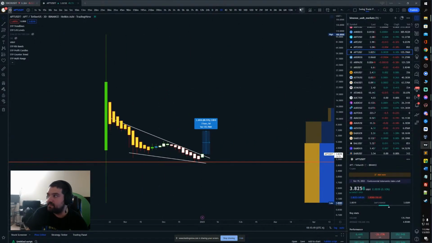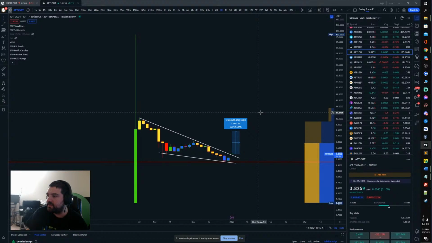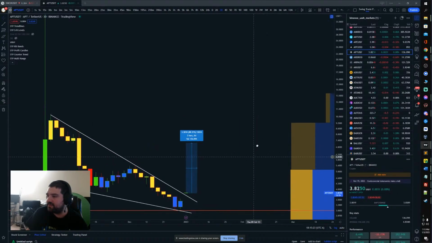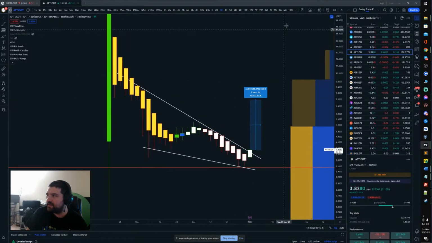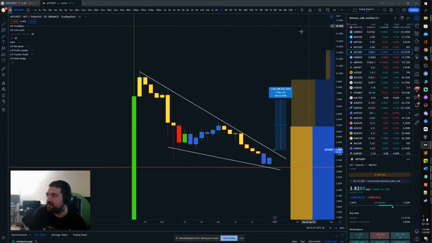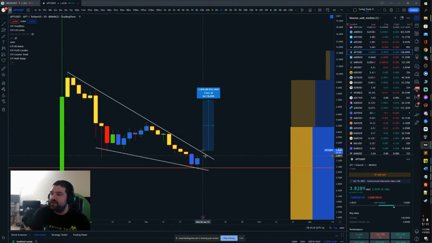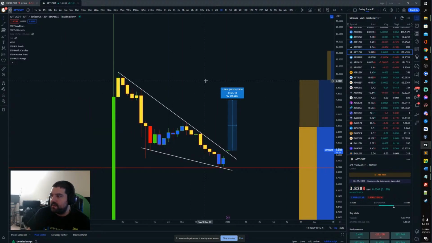But the longer term time scales, is that a gap? Wow, I've never seen that happen before. That's really weird. It's a gap. Okay. So yeah, it broke the three. It broke the resistance here, and I am projecting a large move for this asset.